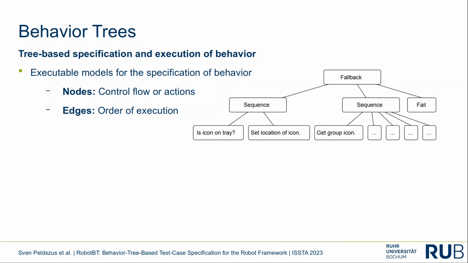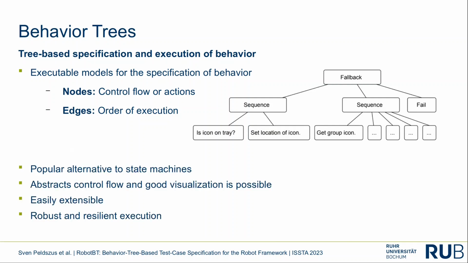So the first thing we check is a sequence. It has to be on the system tray. And if we find it there, we have to store the location. If we didn't find it on the system tray or weren't able to store the location of the system tray, we continue with our next possibility, which is we have to get the group item, and then we can continue this logic.